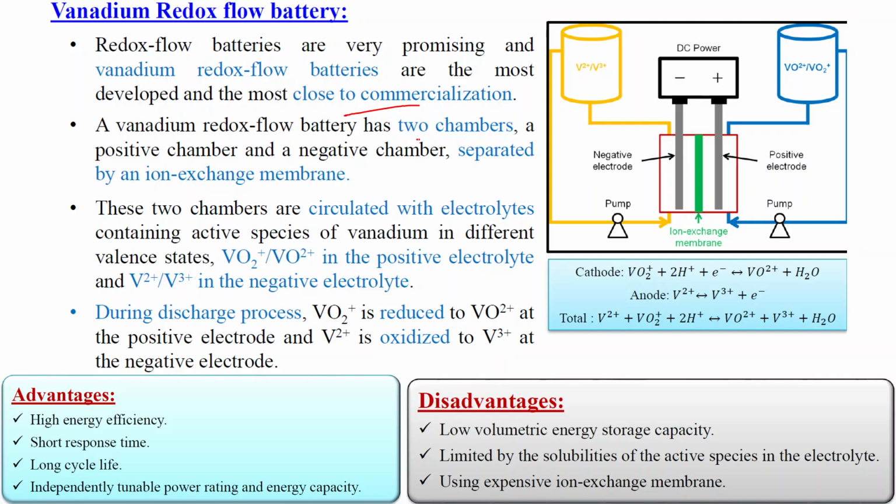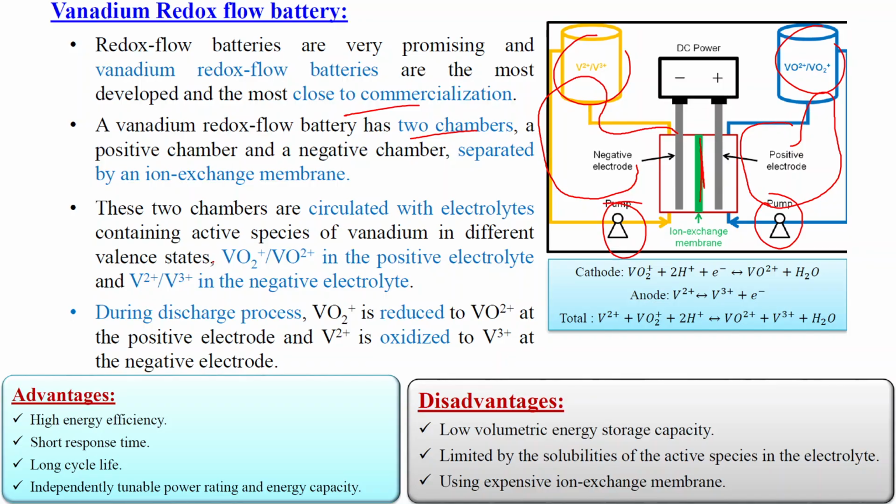A vanadium redox flow battery has two chambers, a positive chamber and a negative chamber, separated by an ion exchange membrane. So this is the ion exchange membrane. Both these chambers are separated by this ion exchange membrane. These two chambers are circulated with electrolyte. Electrolyte gets circulated in this circuit and in this circuit using this pump. Since all these electrolyte solutions are in liquid state, a pump is used for pumping them.